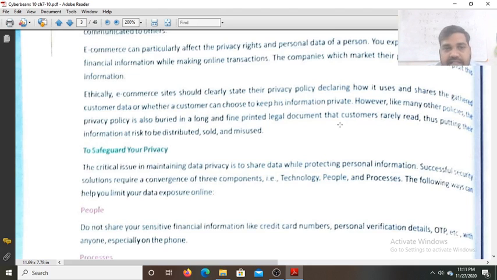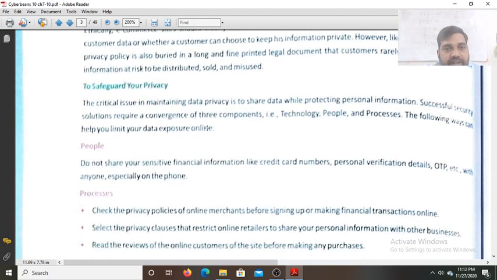However, like many other policies, the privacy policy is also buried in long, fine-printed legal documents. That privacy policy is written in fine letters. It is not written clearly either. There is ambiguity in the privacy policy. So customers rarely read the fine print, thus putting their information at risk of being distributed, sold and misused. Because in their fine print they have written that your information can be used to give notifications for new products. That's why you are getting floods of messages.